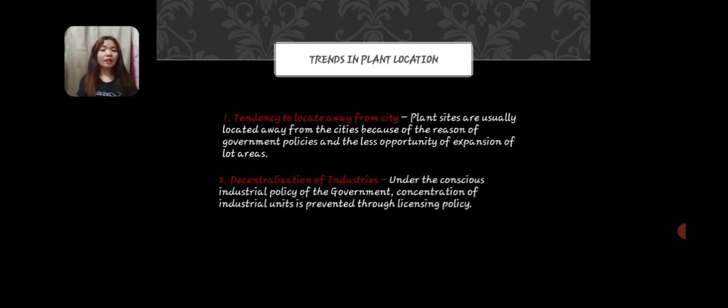Next is decentralization of industry. Under the conscious industrial policy of the government, concentration of industrial units is prevented through licensing policies. Kung may mga policies nga siya bago ka magtayo, kung saan mo itatayo ang business mo.